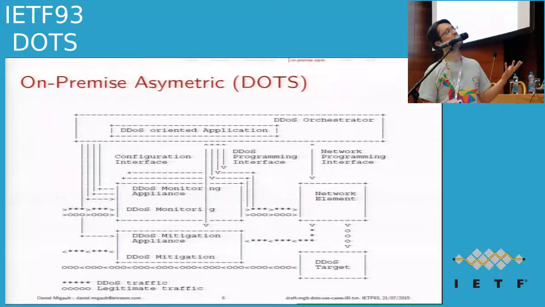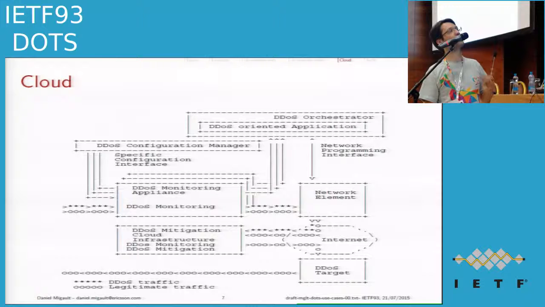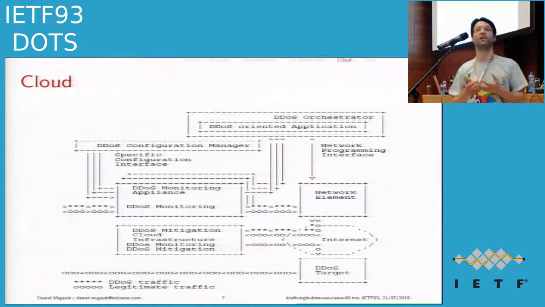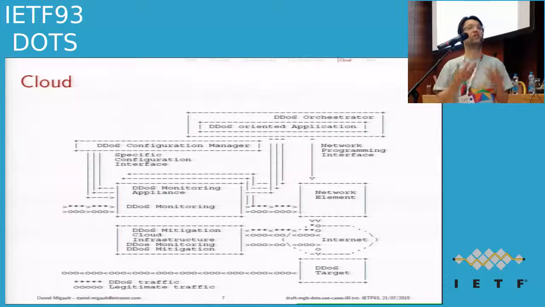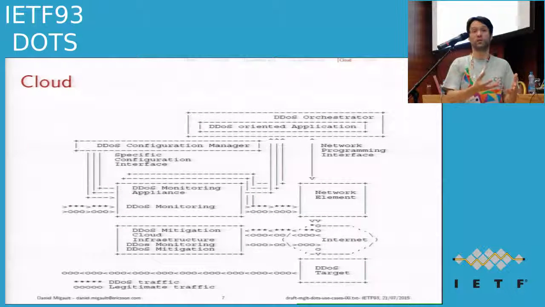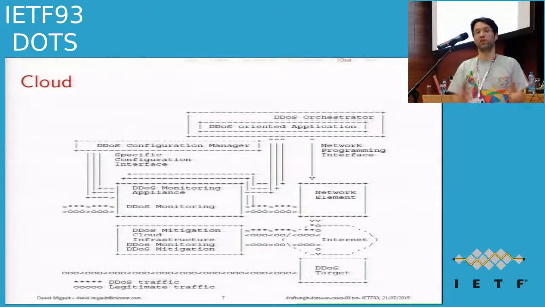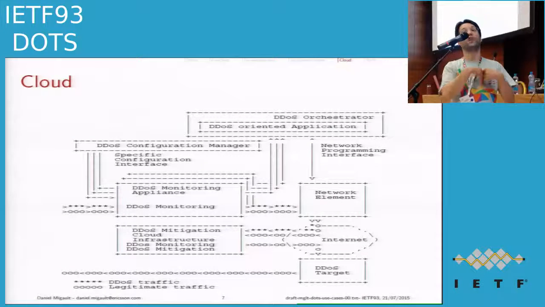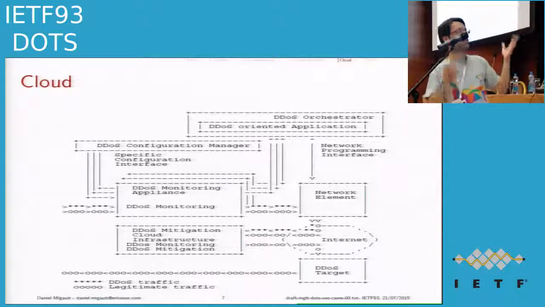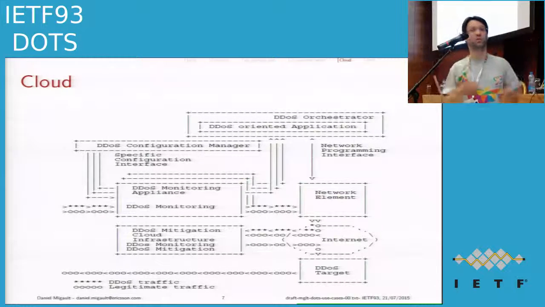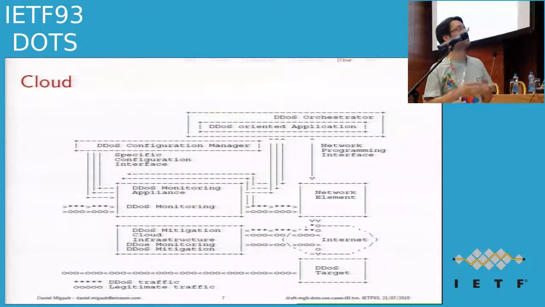Next slide. So, with the cloud use case, I just wanted to mention that the alert can be sent on-premise, to a device that is on a given domain, but it can also be sent outside to a third party, for example. In this case, the third party is going to be a cloud.